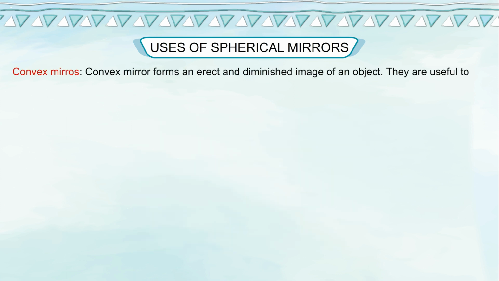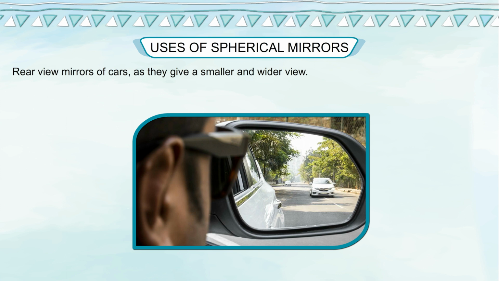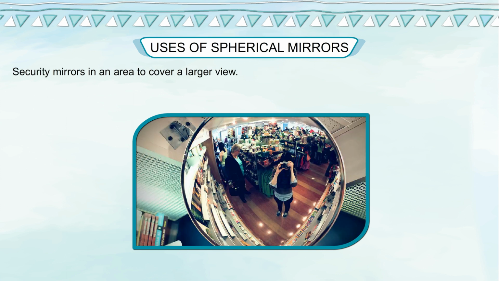Convex mirrors. A convex mirror forms an erect and diminished image of an object. They are useful to obtain a wide view of an area. They are used as rear view mirrors of cars as they give a smaller and wider view. They are also used as security mirrors in an area to cover a larger view.